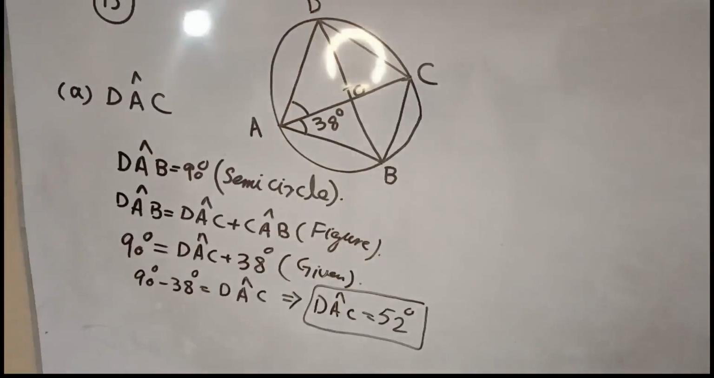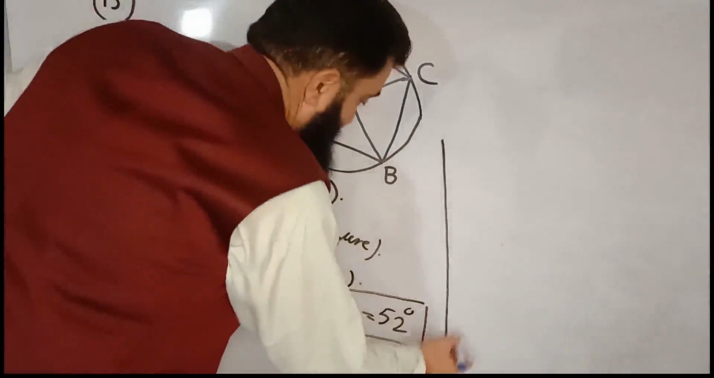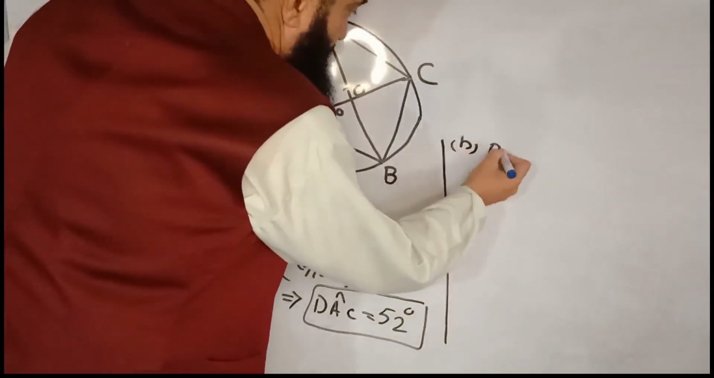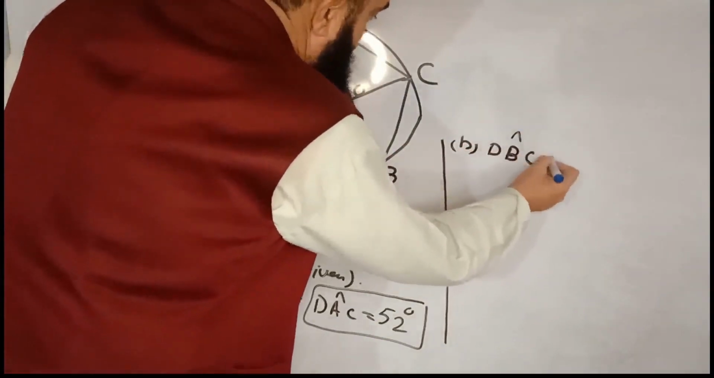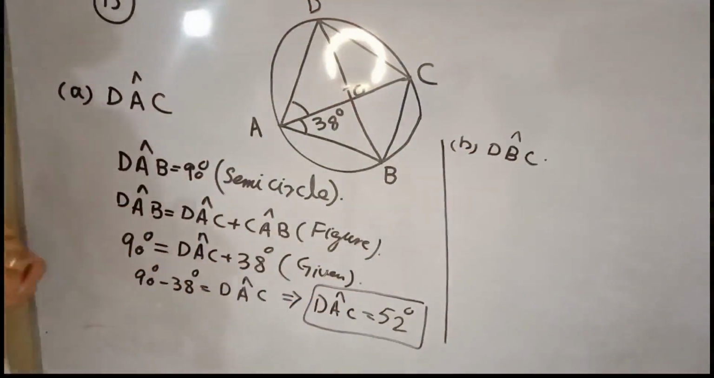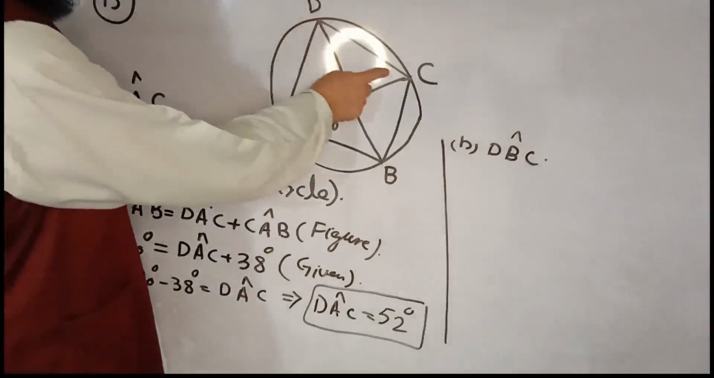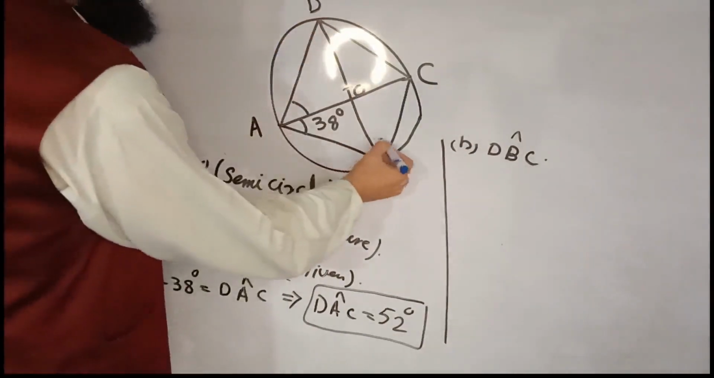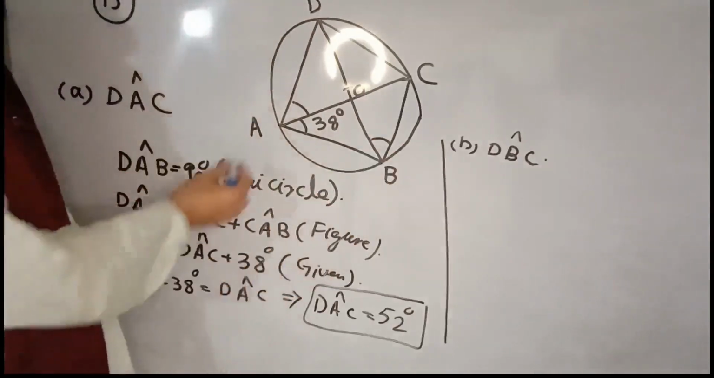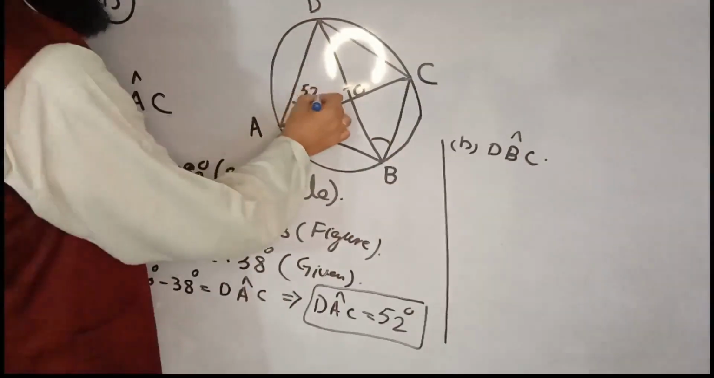Second part, or B part of this question, is we have to find DBC. DBC is the angle subtended by chord DC at B. This is chord DC, and the angle subtended by it here is what we have to find, and we have found this angle is 52 degrees.